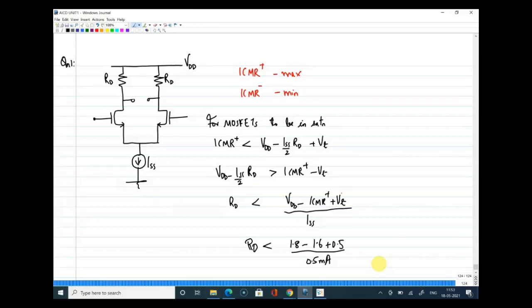I think I made a mistake here. There should be a 2 here. I missed the 2, and this will result in a value of 2.8K. Any doubts? Can I proceed?